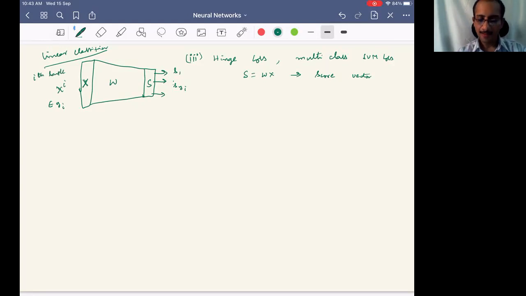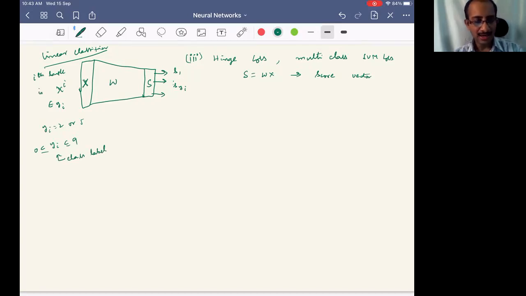Let the ith sample be what we are looking at. When I give the ith sample as input, its label yi can be equal to 2, or 5, or whatever. If we have a 10 class classification problem, yi can take any value from 0 to 9. So yi is essentially a class label, and the ith sample is Xi.